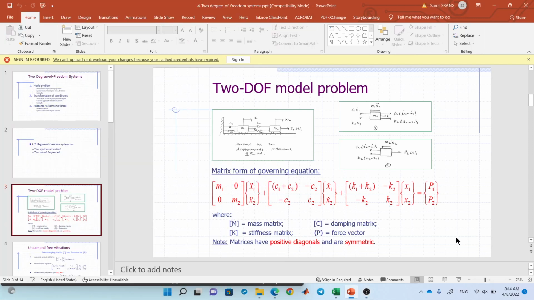Okay, so welcome back to the course vibration. I will continue the lecture from last week, the two degree of freedom model problem. So last week you have made modeling on your own, and I hope you can all get the answer like this equation.